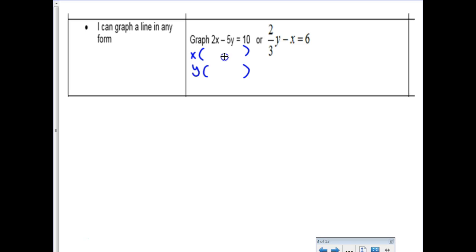But remember, the x-intercept is where the y value is 0, and the y-intercept is where the x value is 0. So if we go up to the standard form line and I plug in or evaluate the function for y equals 0, this entire term is going to knock out because of the times 0.